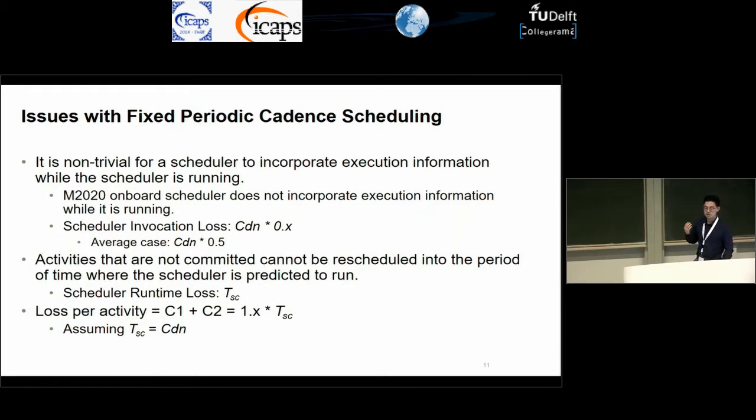The second type of loss is the scheduler runtime loss. So the scheduler runtime loss is because we have this commit window, and you want to schedule an activity from the future as early as possible, but you can't schedule into the commit window. So you're blocked by this scheduler commit window time. And that's our scheduler runtime loss.